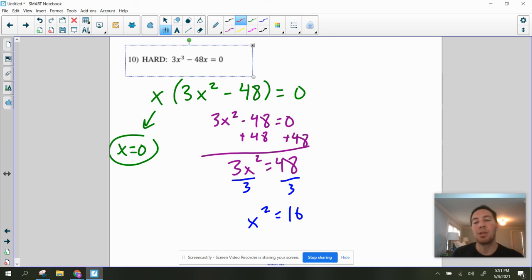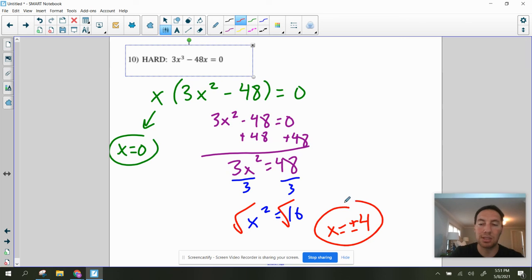And now, you could think to yourself, what times itself is 16? Or you could square root both sides to get rid of the x squared. That's going to be 4, but also negative 4 because 4 times 4 is 16. Negative 4 times negative 4 is 16. So altogether, we have 3 answers. We've got 0, 4, and negative 4.